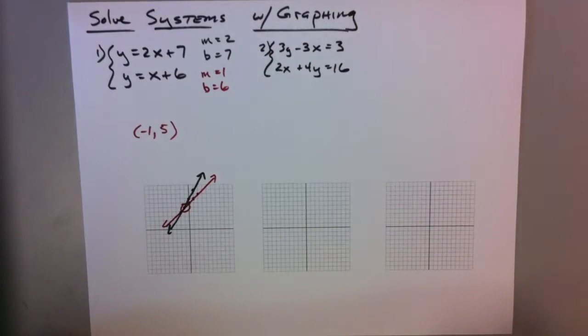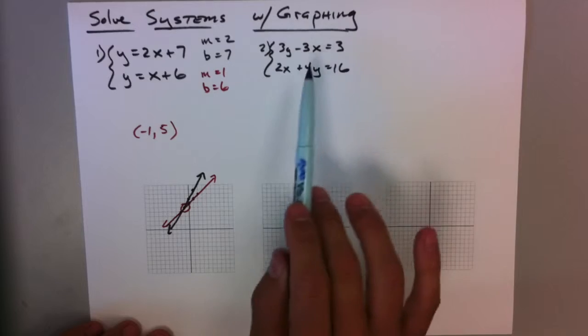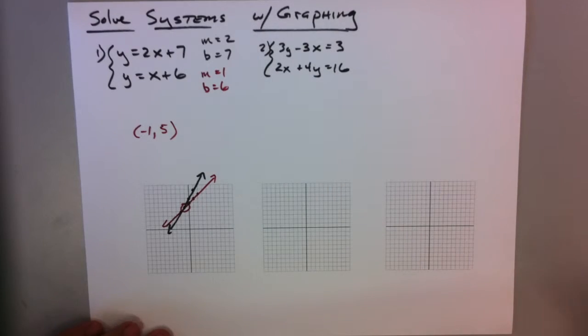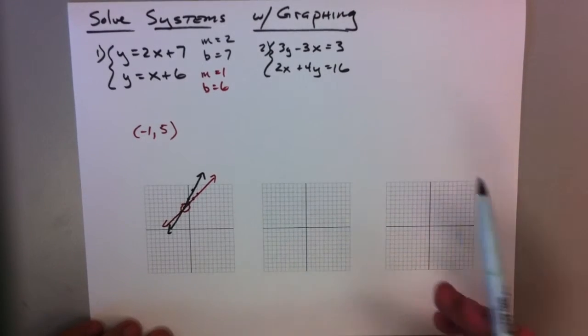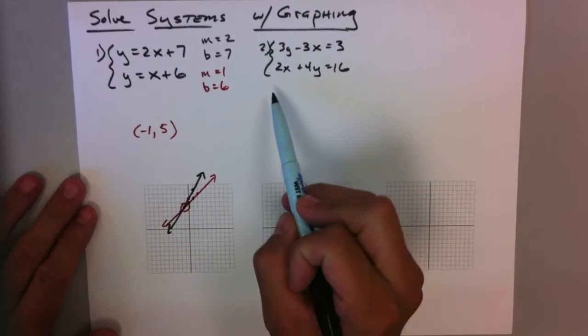All right, so let's go through and do some graphs here. Well, you can tell right now we got some problems here. Looks like neither one of these is in slope-intercept form. So you're going to have to put those in slope-intercept form. Let's start with the first one.